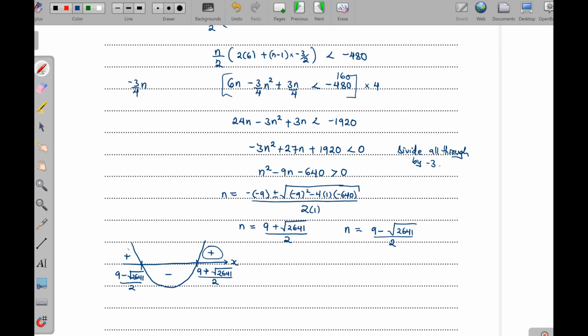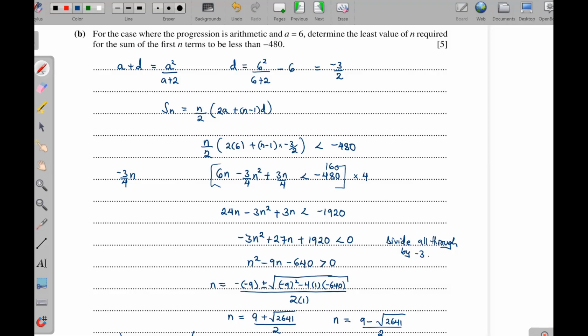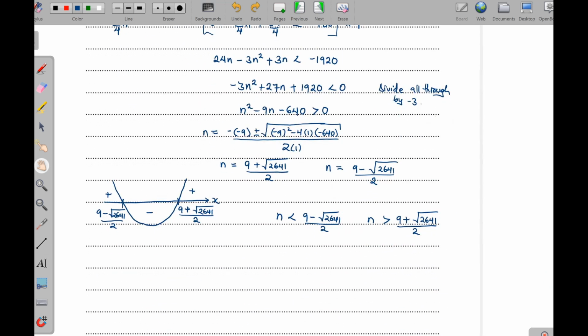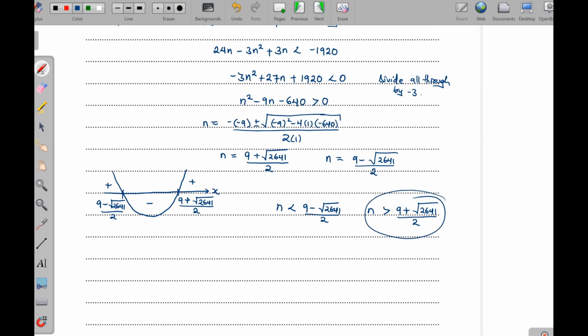For the positive, because here we have greater than 0, we can have n less than the smaller value, 9 minus root of 2641 over 2, and n greater than the bigger one, 9 plus root of 2641 over 2. Now they told us to find the least value of n required. So least means we look at where there is greater than. So n here is greater than the value that is here.